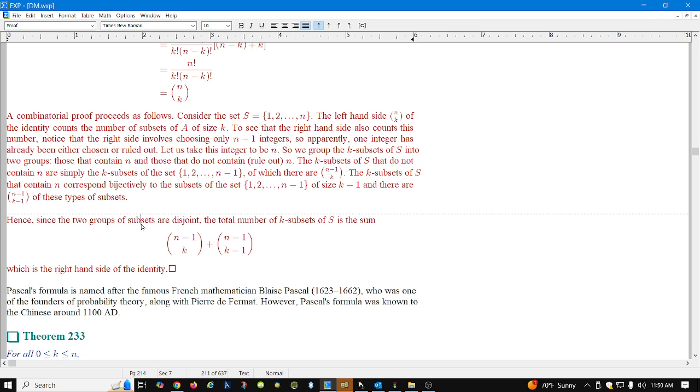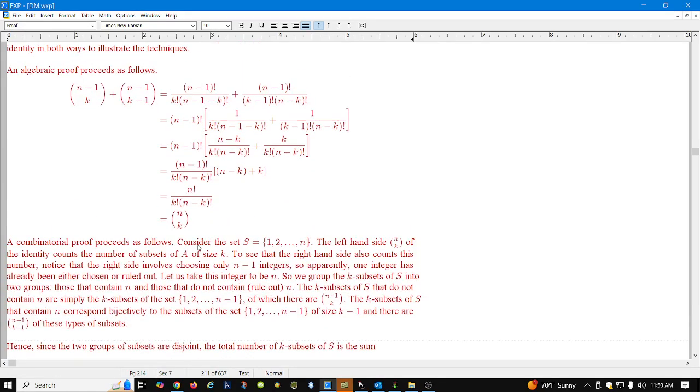These two groups, contain n and don't contain n, are obviously disjoint, so the total number of k subsets of S is the sum of the numbers of each type. And that's Pascal's formula. So this may have gone a little too quickly, but I would urge you to go over it yourself until you can reproduce this argument, because this is one of the simplest types of combinatorial proofs.